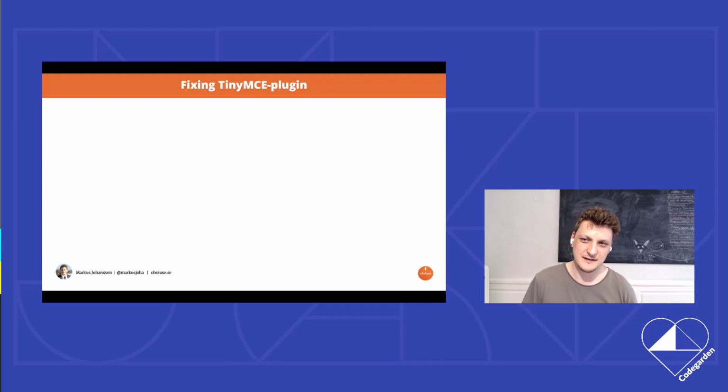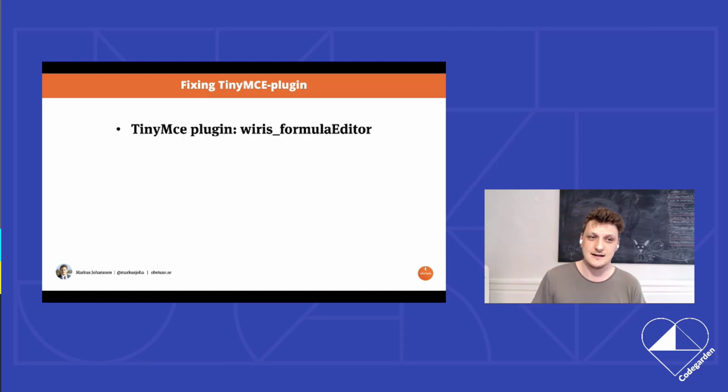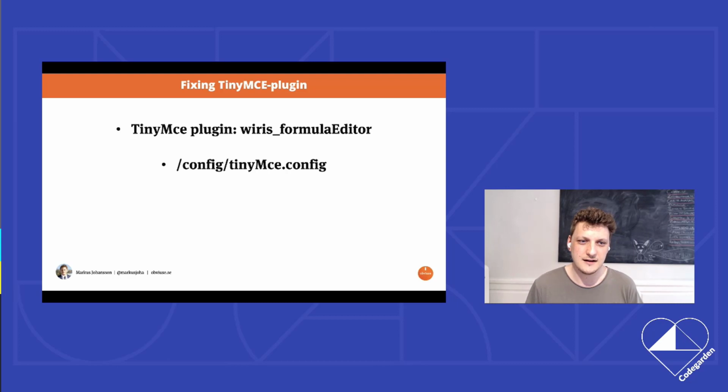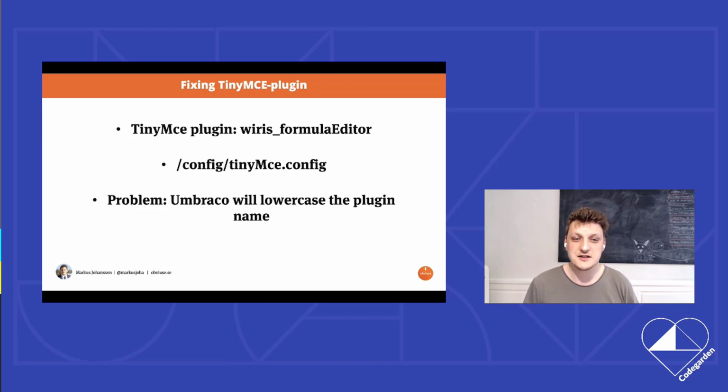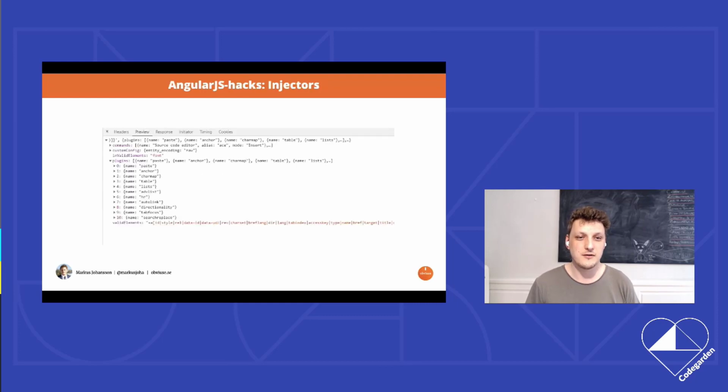It sounds crazy, but I've actually used it a couple of times in a production environment. The last thing that I did was that I wanted to add a plugin to TinyMCE. And I guess you're thinking, well, it can be configured in tinymce.config. And yes, I tried that. I configured my plugin, but it turns out that Umbraco will actually lowercase the plugin name. So when the back office requests the configuration for TinyMCE, my plugin name was lowercase, but it has to be the correct name, because otherwise TinyMCE can't load the plugin.